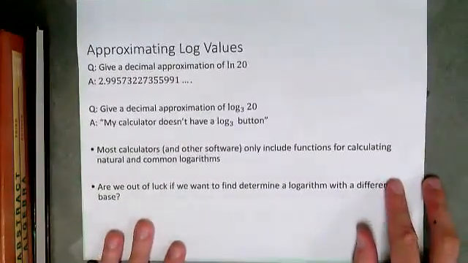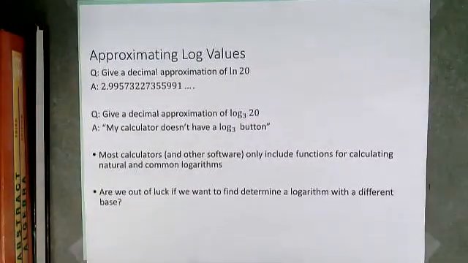So if we try and approximate a log value, okay, so question, give a decimal approximation for a natural log of 20. Answer is some weird number, right? 2.995, yada, yada. All right, now how about give a decimal approximation for log base 3 of 20? Well, a lot of calculators don't have a log base 3 kind of button. They always have a natural log and a common base 10 log, but not really anything special.